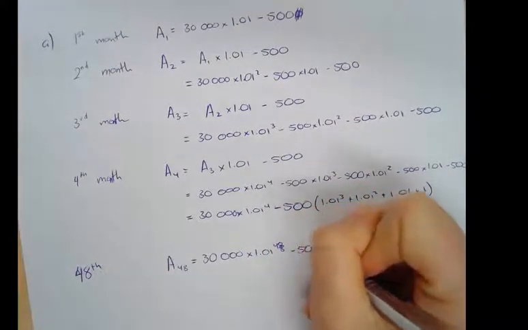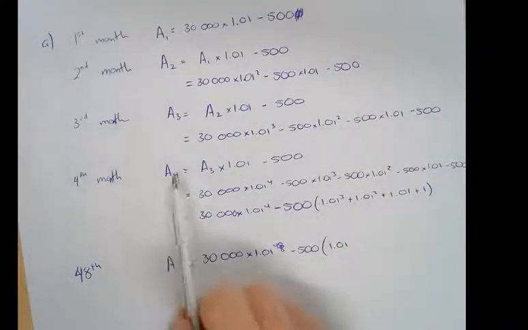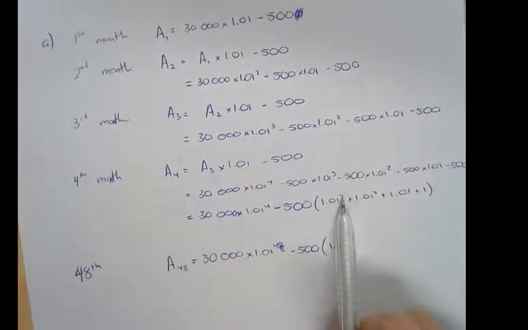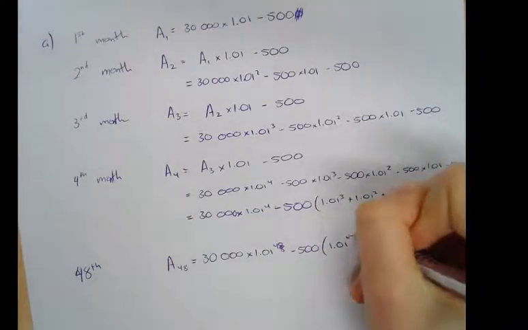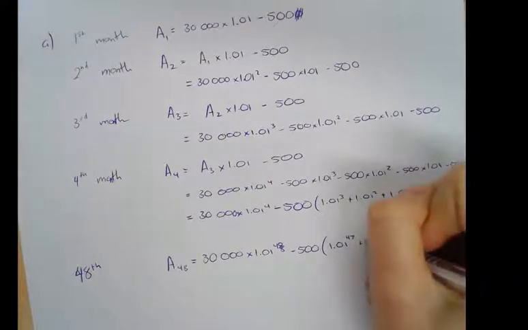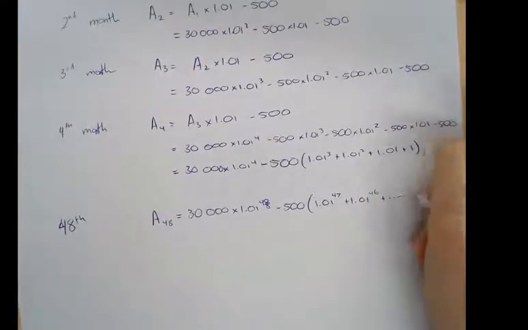Then we've got minus 500 outside of, and we're going to have 1.01. Now, when it was the fourth month, we had a power of 3. When it was the third month, we had a power of 2 as our highest power. So our highest power is going to be 47. Plus 1.01 to the power of 46 plus, and that'll go all the way down till we've got 1.01 plus 1.